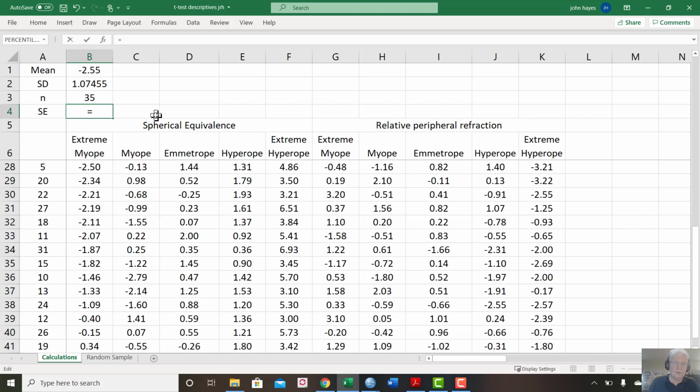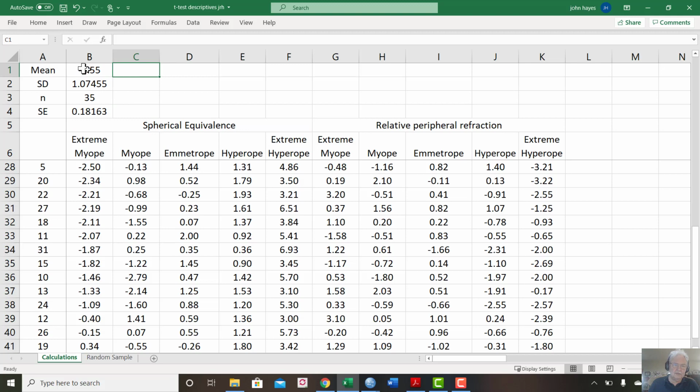Okay, so what we want to do is, again, we're going to do a formula. So we start with an equal sign. We're going to come up here to the standard deviation. What's the formula for the standard error? Think a minute. Standard deviation divided by the square root of n. So standard deviation divided by the square root, that's the square root function, and n, B3. Okay. So the standard error is 0.18163.